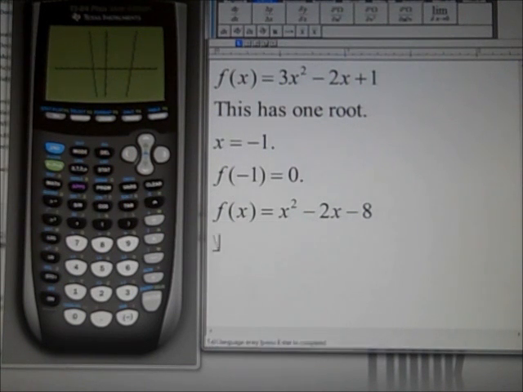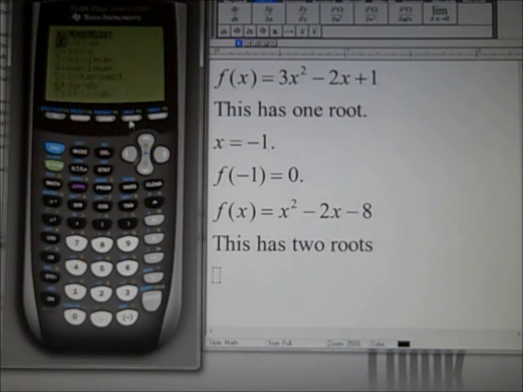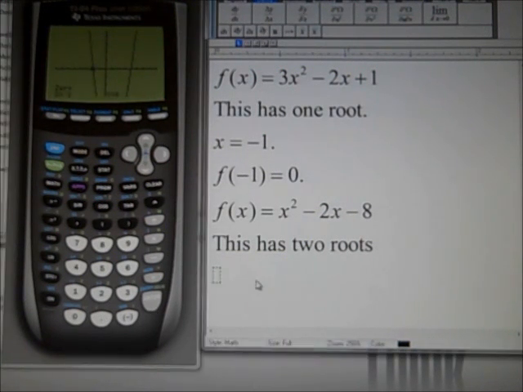So let's write that. This has 2 roots. And let's figure out what they are. So first, let's look at the one on the left. So I go to second calc. I'm looking for a zero, so number 2. Now I go somewhere to the left of that. So now I'm to the left, press enter. I need to go somewhere to the right, press enter. And I see that my first one is at x equals negative 2. That's my first root.